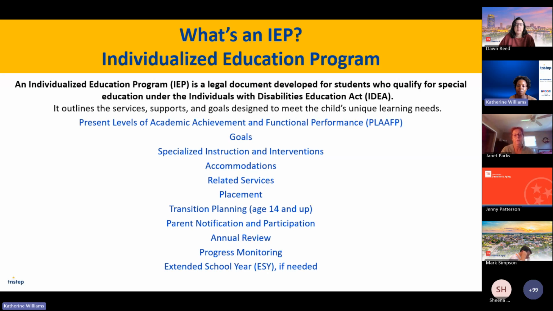So these are those specific skills that the child will be working on over the course of the year. They should be measurable and they should be tied to the child's needs. There also is specialized instruction and intervention. So this could be direct teaching or strategies used to help the child make progress, as well as accommodations. So any extra support that they may need, like extra time or visual schedules.